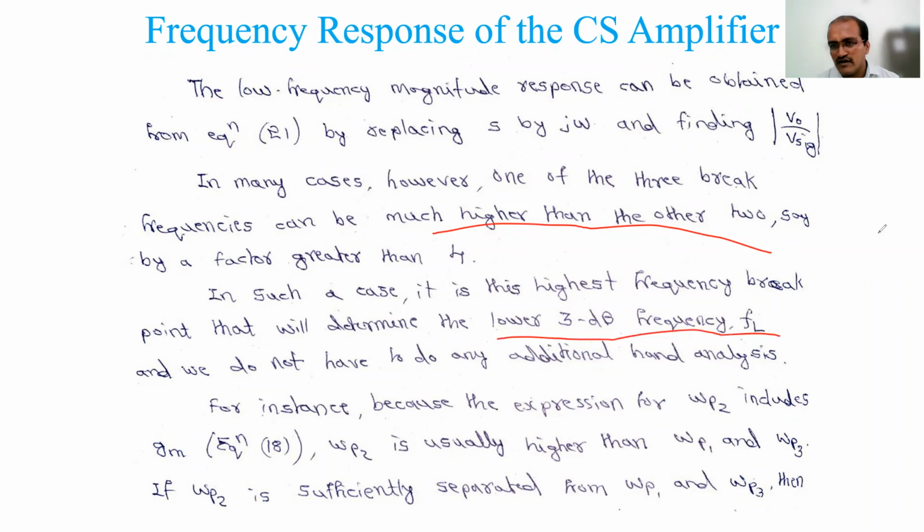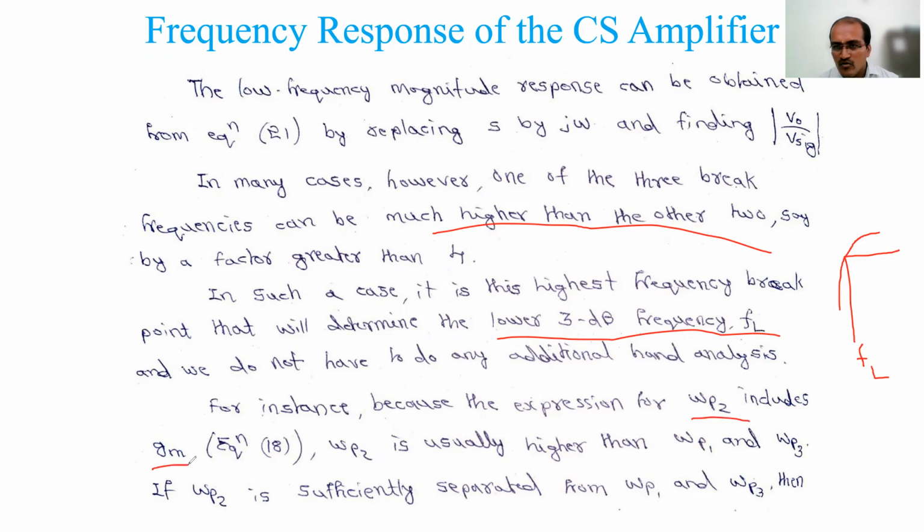So this curve at the low frequency, it may be bending. But here, which is the major factor at 3 dB? Which frequency is there now, that will be the major factor in deciding the low frequency response, and that happens due to the second break frequency, which includes the gm. So we do not have to do any additional hand analysis, because the expression for WP2 includes the gm.